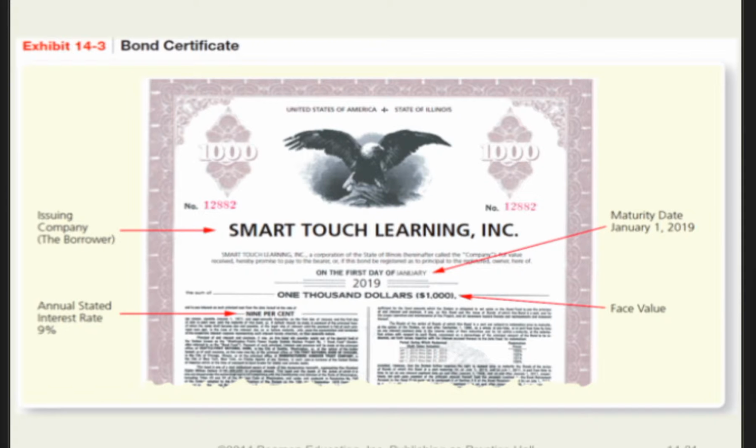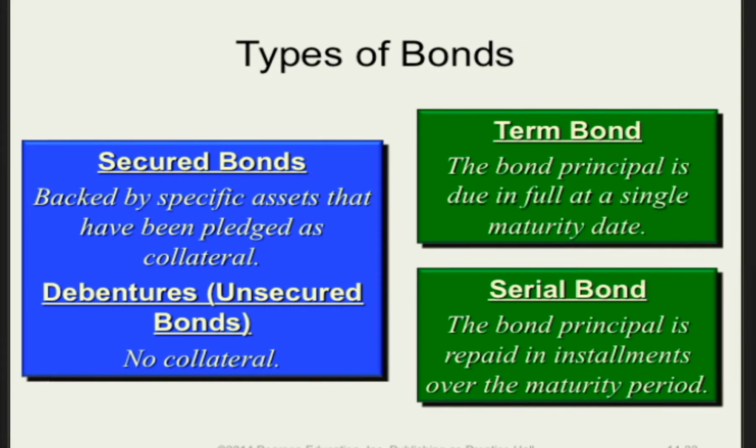Okay, here's where we left off. Some bonds are secured, which means that they are linked to specific collateral. For example, if a company issues secured bonds to build a new office building, then if the bonds are not paid, the bondholders have a first right to take the building as a settlement of the amount owed. Unsecured bonds are referred to as debentures. Most bonds today are unsecured.